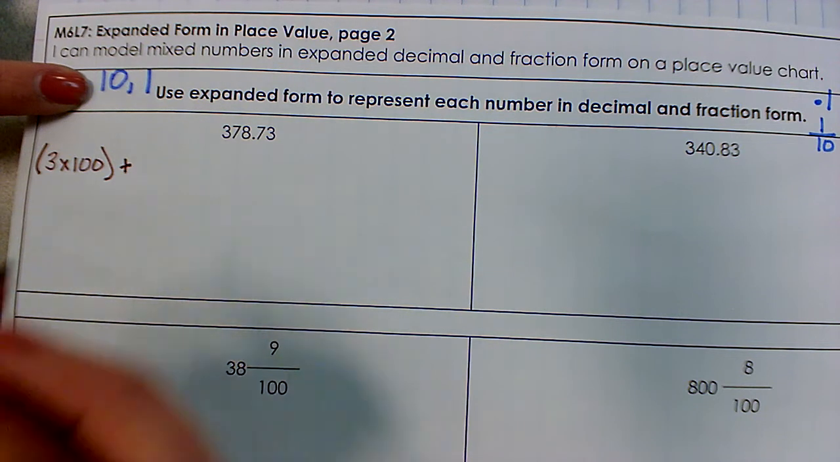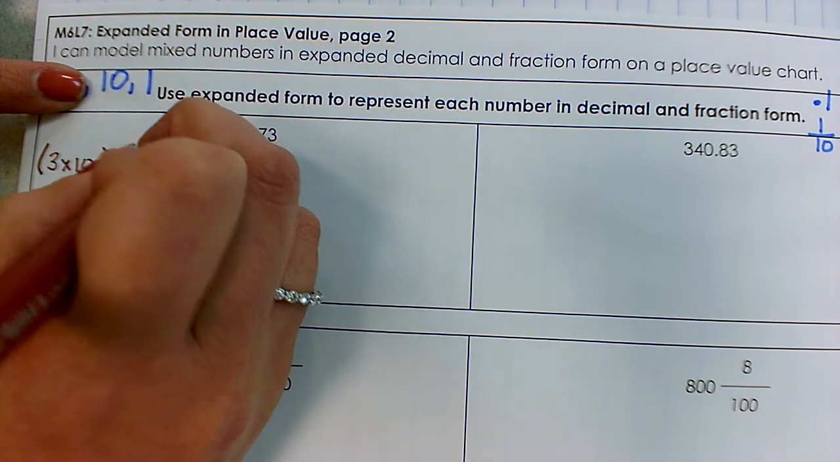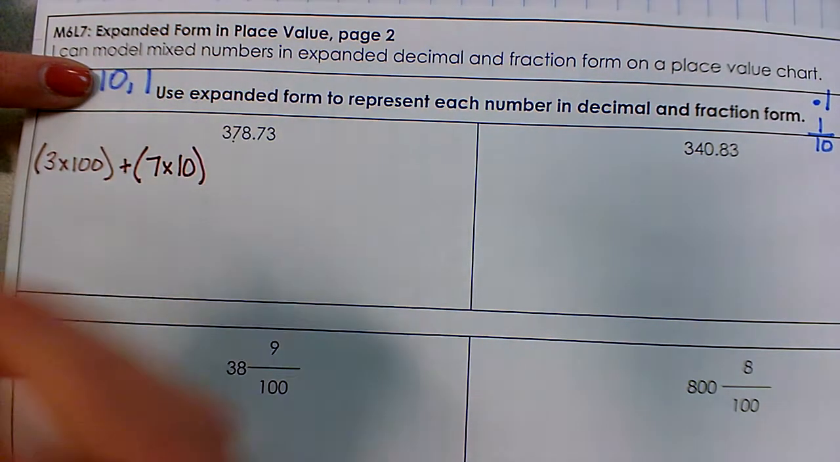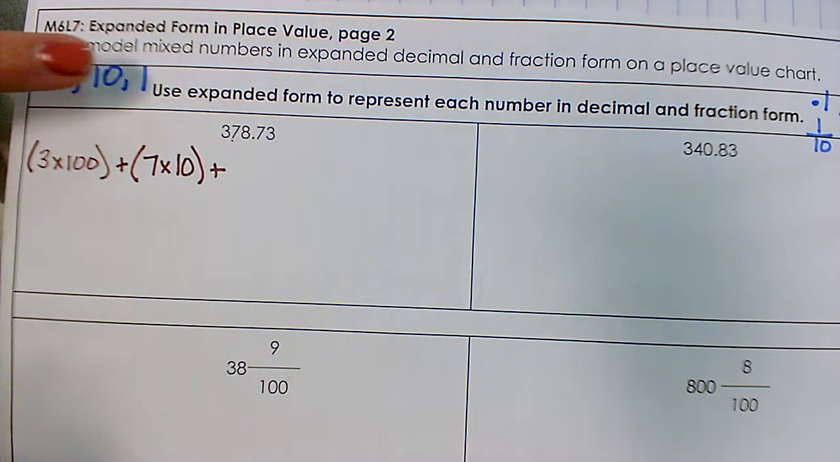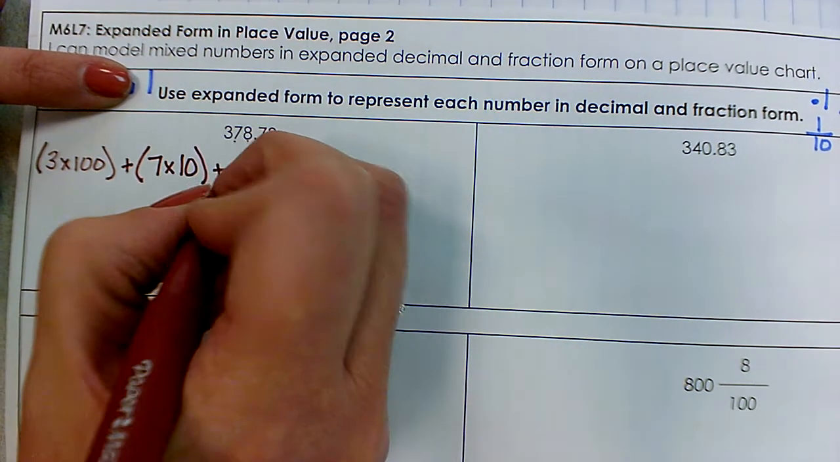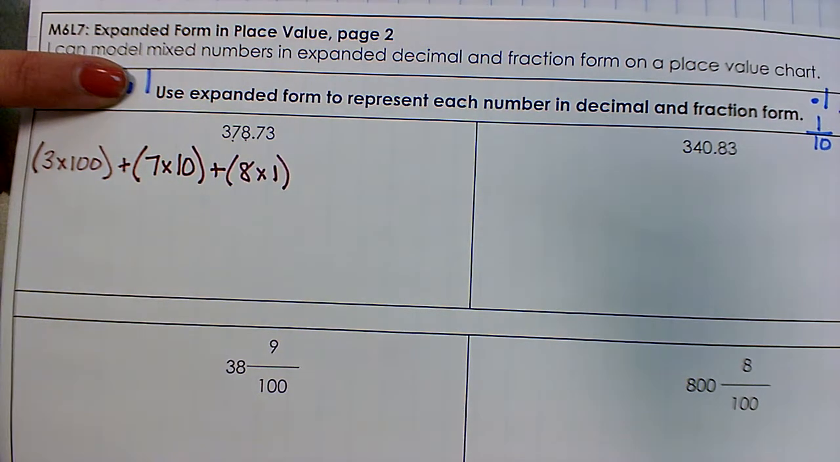So I'm moving over and I'm about to use 10. The digit that's in the tens place is 7. So it'll be 7 times the place value of 10 and that group, plus, now I'm ready to look at ones. What's going to be multiplied by 1? It's that 8. 8 times 1 and that parenthesis.